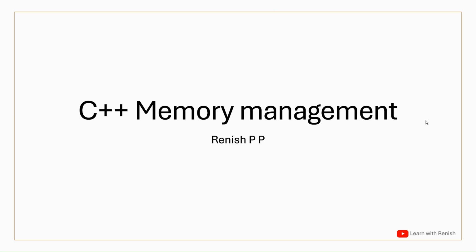Hi all. Today we are going to discuss a very important topic in C++. That is how C++ is organizing the memory to store the different kinds of data types. This is a very important thing. Every C++ developer should have a clear idea about how C++ is handling the memory.